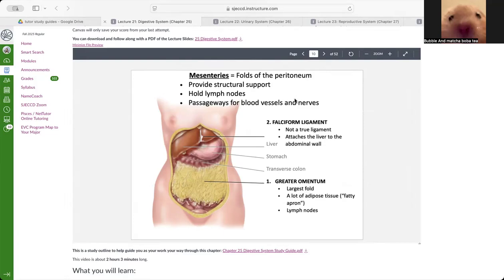This is a fold of the peritoneum. It's not a true ligament because it's not attached to bone, but it helps anchor the liver in place.